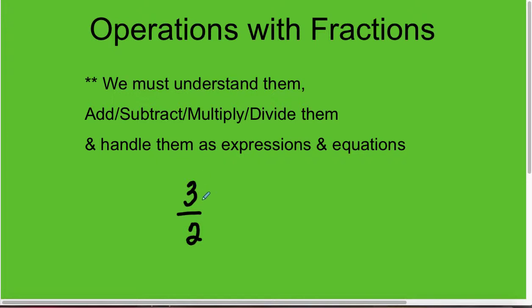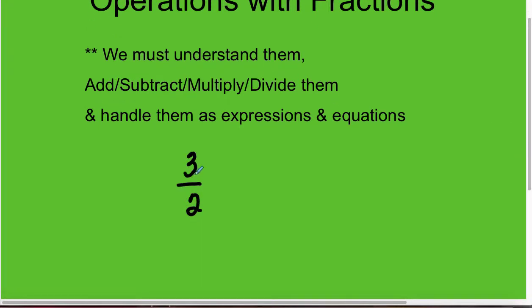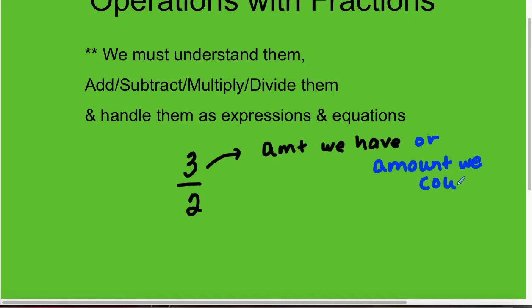Okay, so let's look at this fraction, 3 over 2, 3 divided by 2, 3 halves, if you'd like to describe it like that. We need to know what the parts are. So the top's the numerator, the bottom's the denominator. I want you to think of the top as the amount we have, or the amount we count.